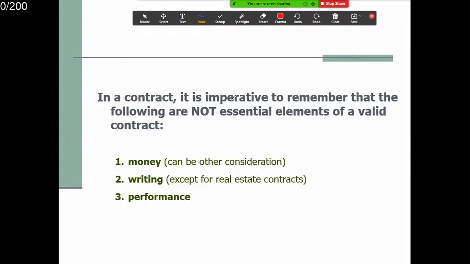Okay, in a contract, it is imperative, 很重要，OK，在协议里面 to remember, 要记住, that the following are not essential elements of a valid contract，OK，上面呢不是基本的东西，OK，money. You don't have to have money to do the contract, right? You could pay me donuts, bagels, anything of value, right? Can be other considerations, okay? You could give someone a massage, right? Or do work, right? As compensation, okay?